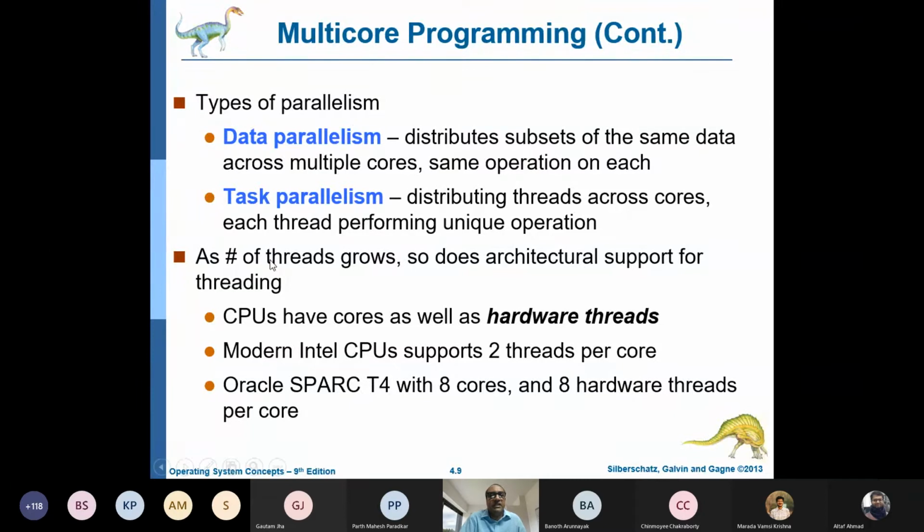Another thing is that on a CPU, at any point of time, only one instance of execution is possible. But to improve performance, as the number of threads at the user level increases, the hardware experts designed multiprocessor architectures so that they support the user level threads.